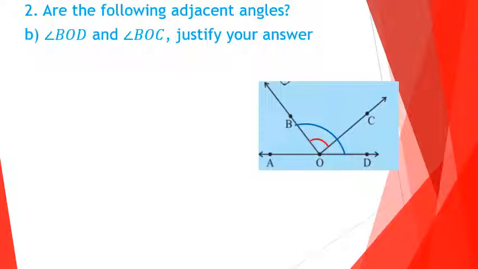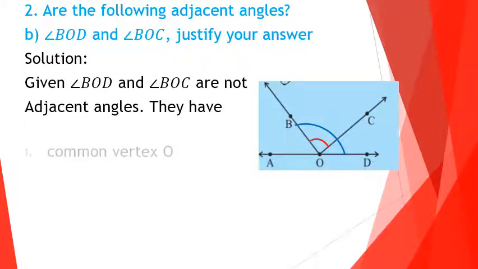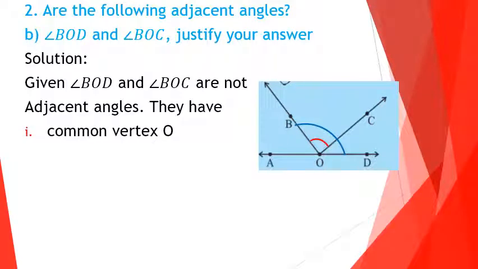That we confirm it is not adjacent angle, but we have to write the reason properly. So let's see how to answer this one. Given angle BOD and angle BOC are not adjacent angles because they have a common vertex O, and they have the common arm OB.